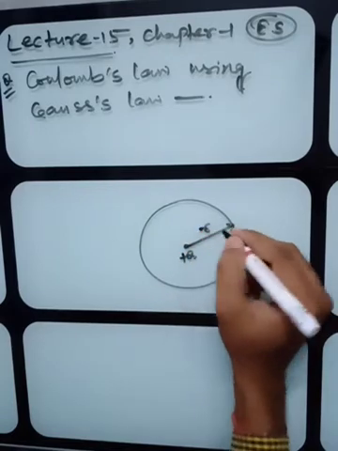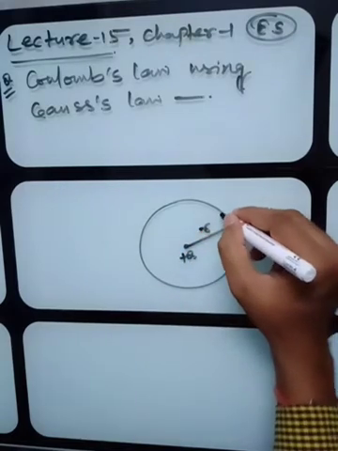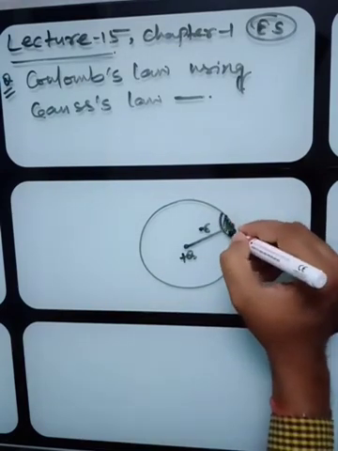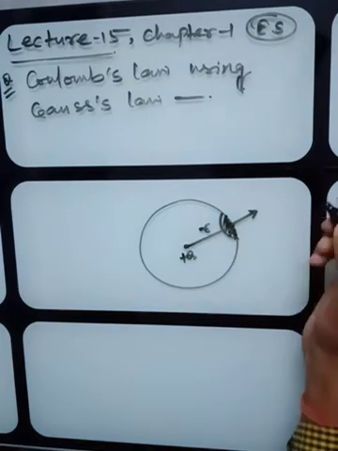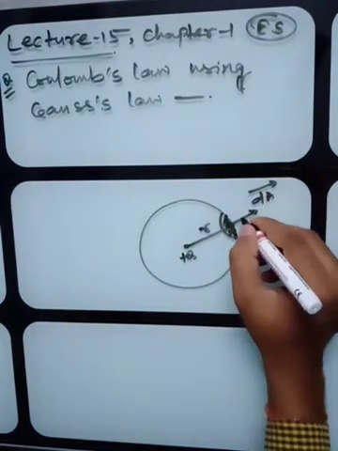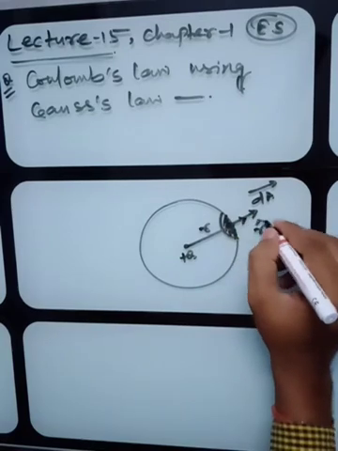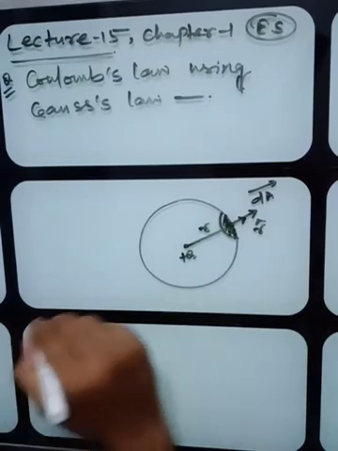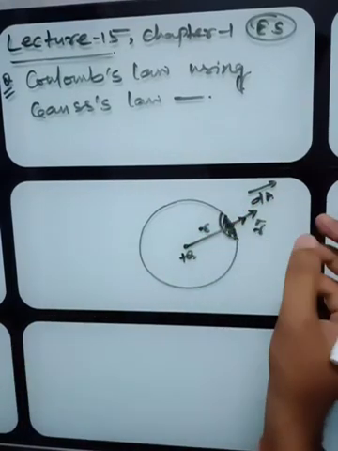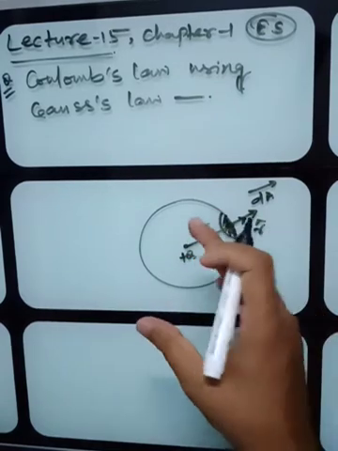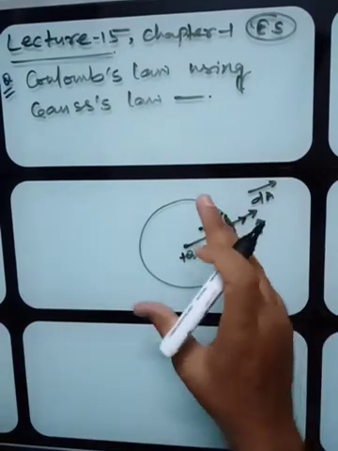The radius is r. Suppose we are considering this elemental surface area, the area vector dA will be in this direction, radially outward. Now we are going to prove Coulomb's law using this Gauss law.